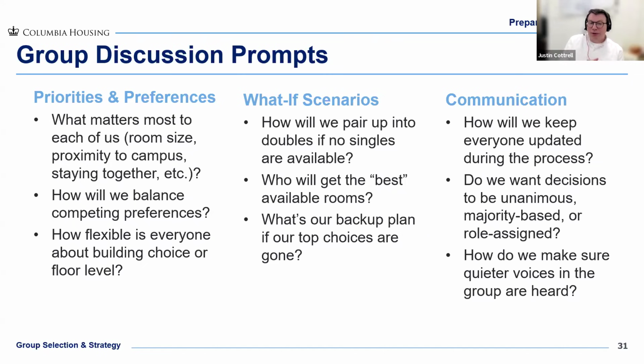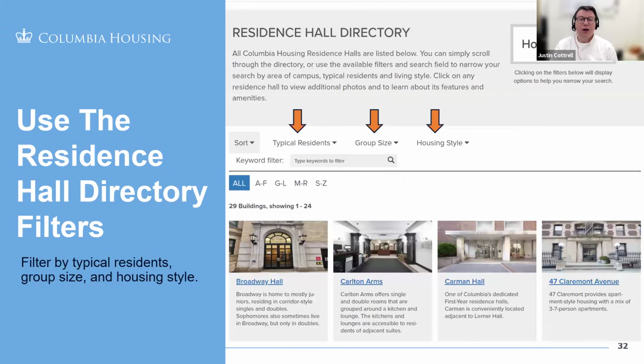It's especially important for rising juniors and sophomores to decide how you want to pair up into doubles if no singles are available. Answering this question now means less stress during the appointment and less conflict after. What else can you do? Use the residence hall directory.